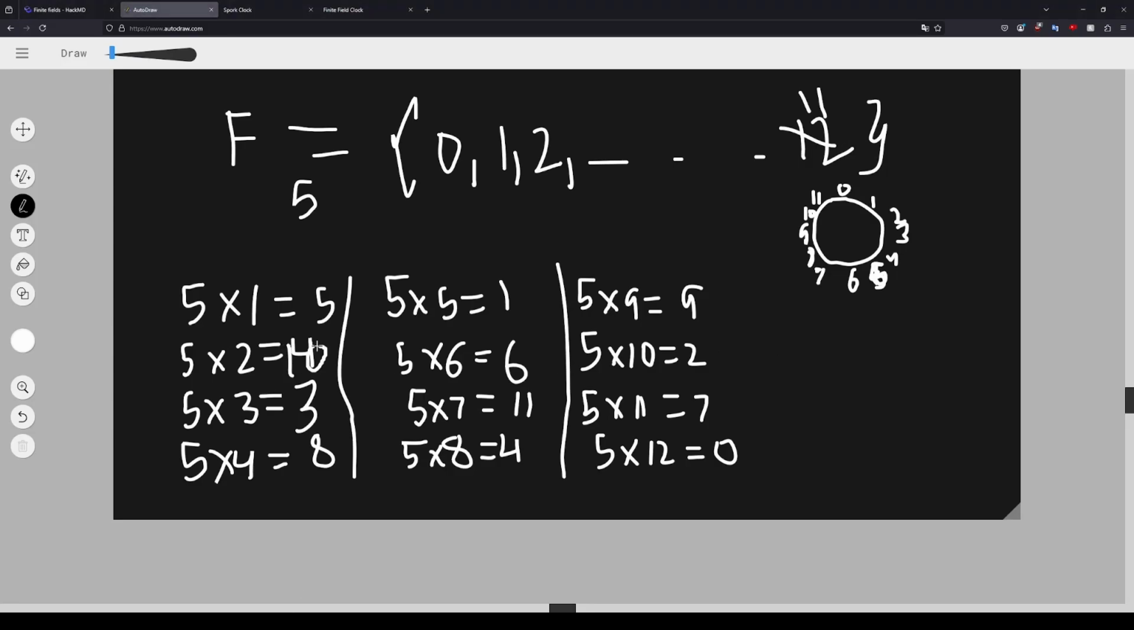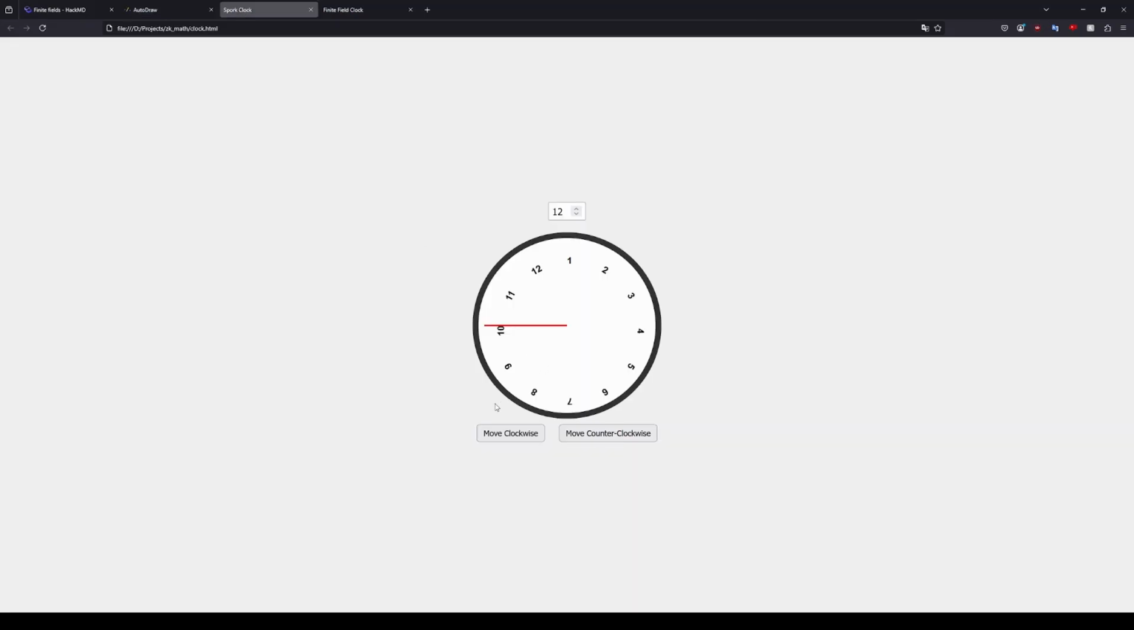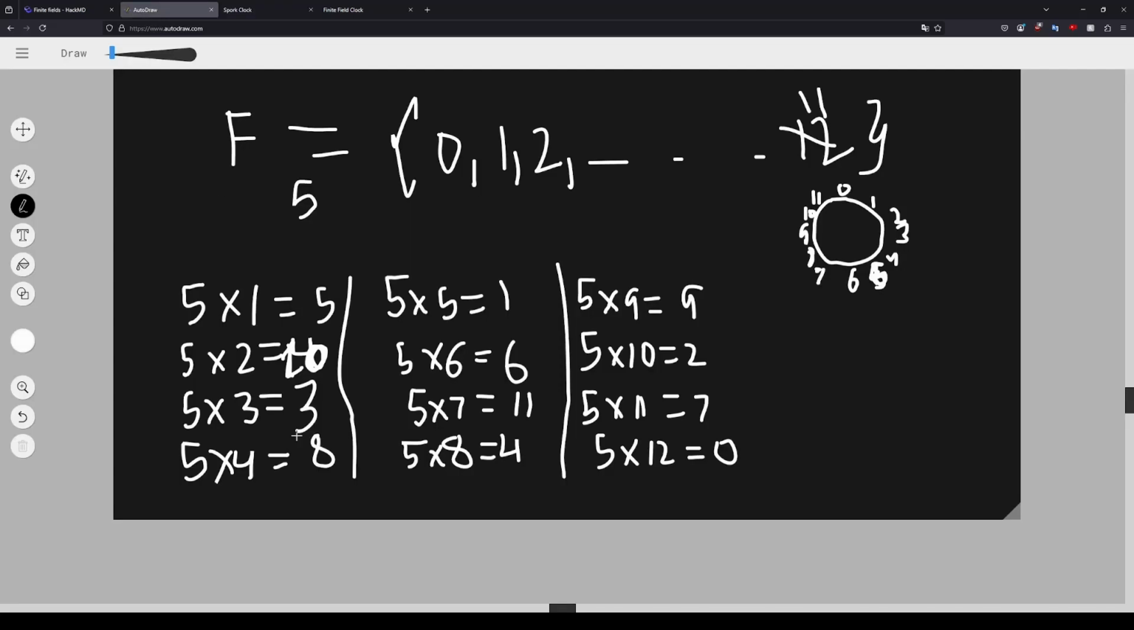This should be 10. My typo. 5, 10. And if we add 5 again, 1, 2, 3, 4, 5, we get 3. So as you can see, we are not getting into a cyclic loop, and we are able to reach every single element.